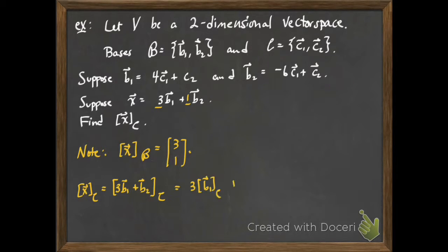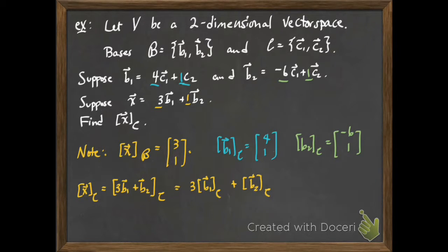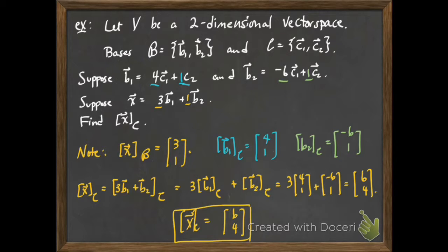If I want the c-coordinate vector of x, then I notice that this is the c-coordinate vector of 3b1 plus b2, and the coordinate mapping is a linear map, and so that's 3 times the coordinate vector of b1 plus the coordinate vector of b2. The c-coordinate vector of b1 is just 4, 1, and the c-coordinate vector of b2 is minus 6, 1. That tells me that the c-coordinate vector of x is 3 times 4, 1 plus negative 6, 1. So it's the vector 6, 4.